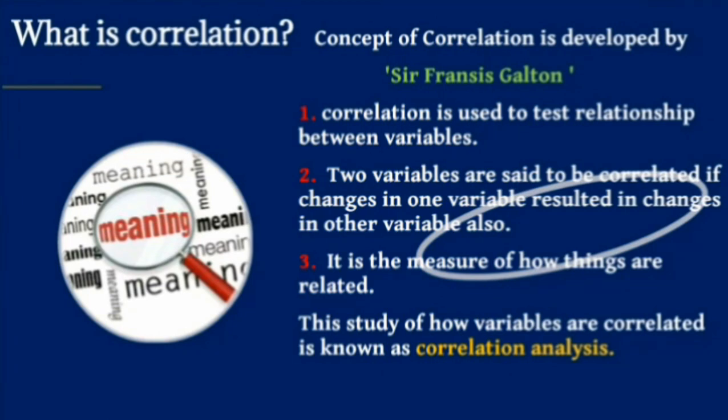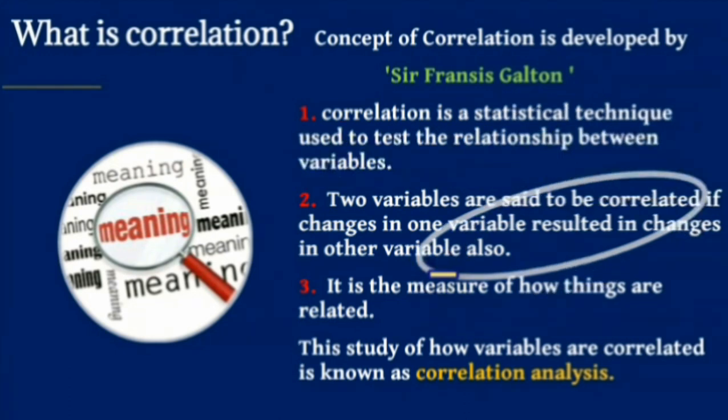Two variables are said to be correlated if changes in one variable result in changes in the other variable also. Hope you are clear on this point; we discussed this point in our former point. And the third one is, it is the measure of how things are related. It means in correlation we try to measure the association or relationship between the variables. We try to analyze how strongly the variables are related to each other. So in this sense, the correlation is the measure of how things are related.